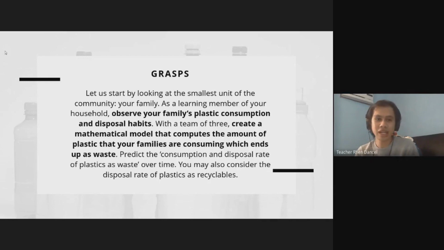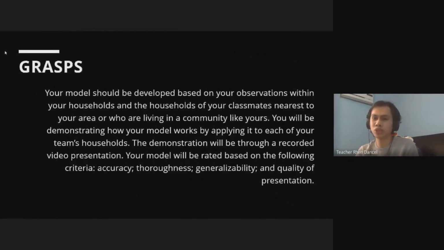Now, it is important that we identify the product that you must produce. According to the GRASPS in this paragraph, your product is a mathematical model. The mathematical model should be able to compute the amount of plastic consumption, specifically plastics that are turning into waste. And you need to predict how much plastics you will be producing in the near future. Now let's move forward. What should your model look like? What are the characteristics of your model?